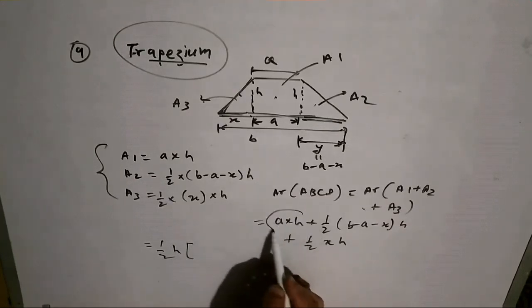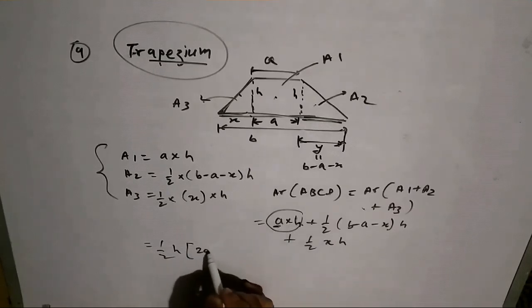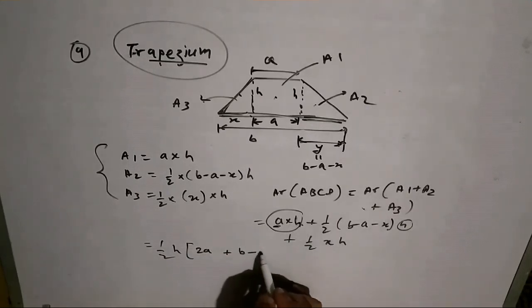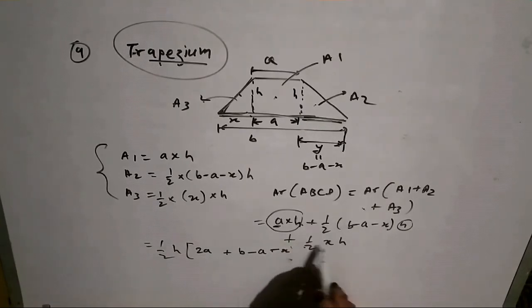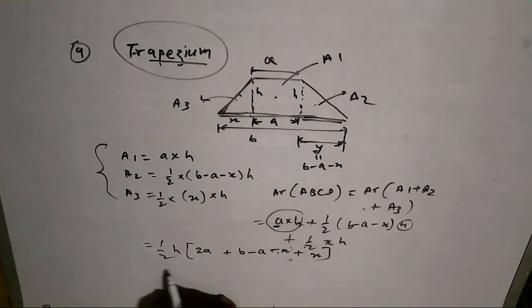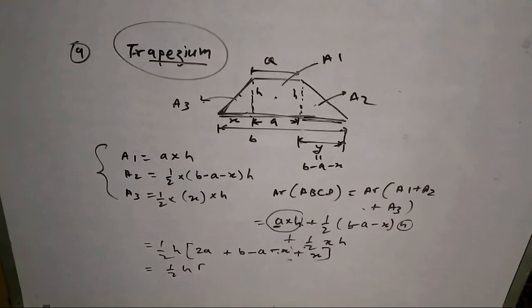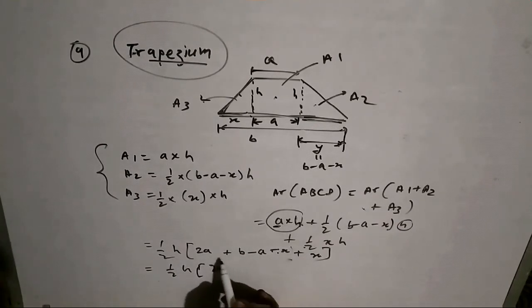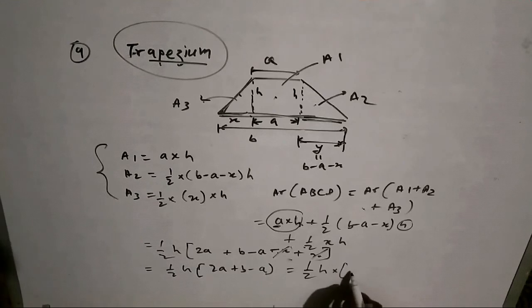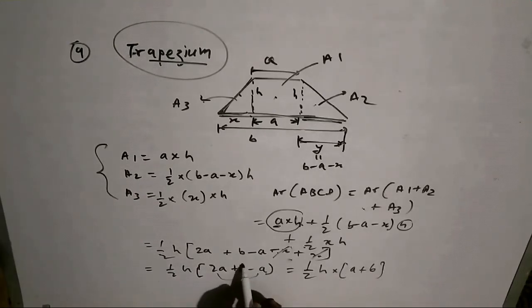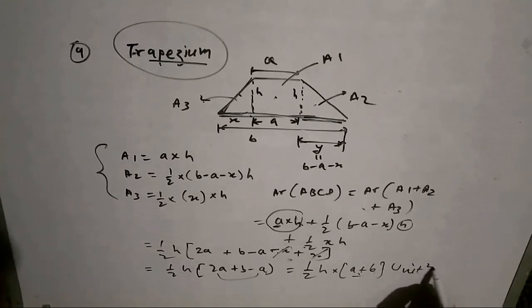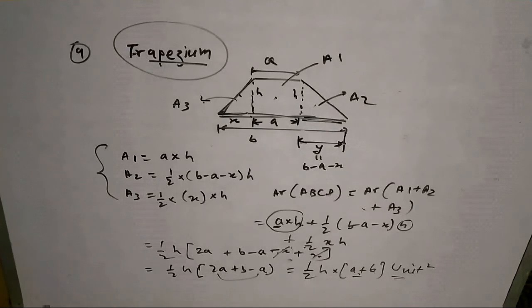So a, if you take 1 by 2 h common, would become 2a. Then b minus a minus x, and x from the third area remains, so x would cancel out. So that would be 1 by 2 h into 2a plus b minus a, which is 1 by 2 h into a plus b. So again it is the same. Likewise we can calculate the area of regular figures whose sides are closed and two-dimensional in shape. So that's it.